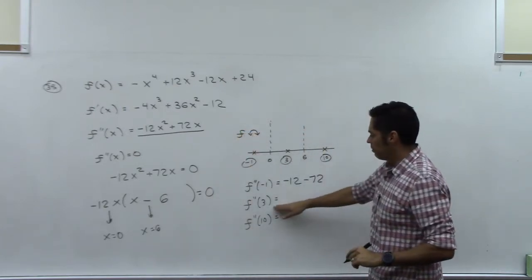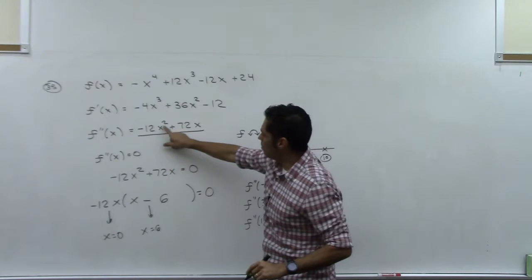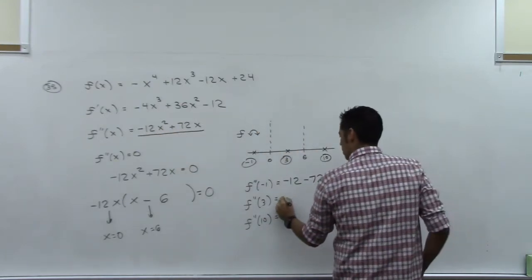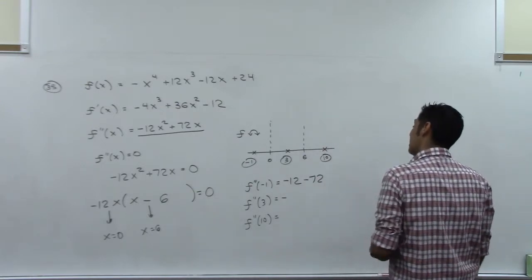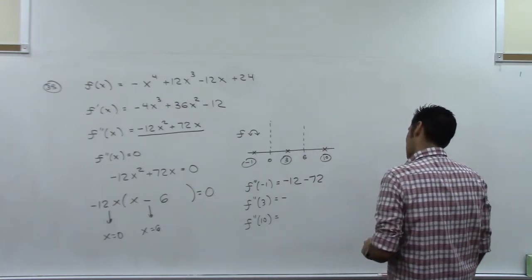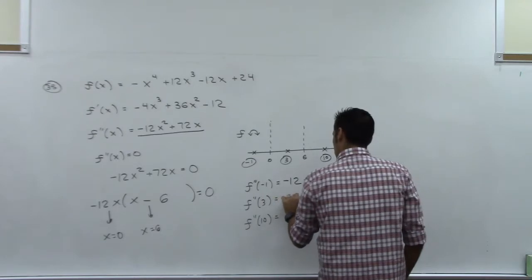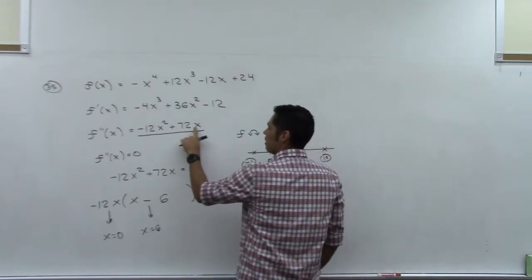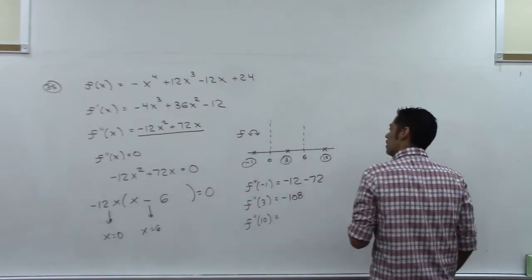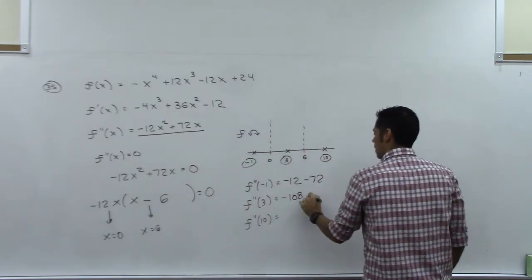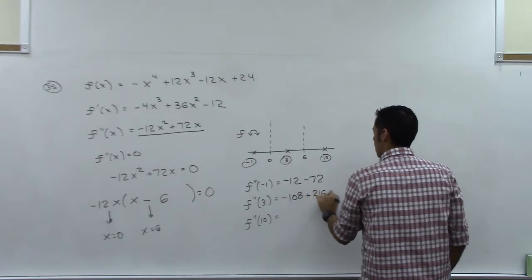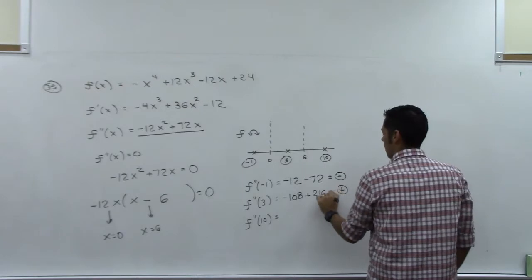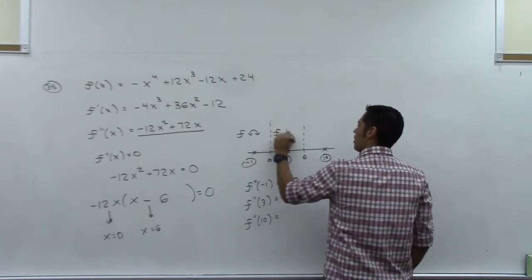If I plug in 3 into this, I get 3 squared is 9. 9 times 12. So 9 times 10 is 90, 18, 108, negative 108. And then if I plug in 3 here, that's going to be 216, I think. So plus 216. Anyway, it's going to be a positive number. This one was a negative number, this one is positive. So that means I'm concave up here.